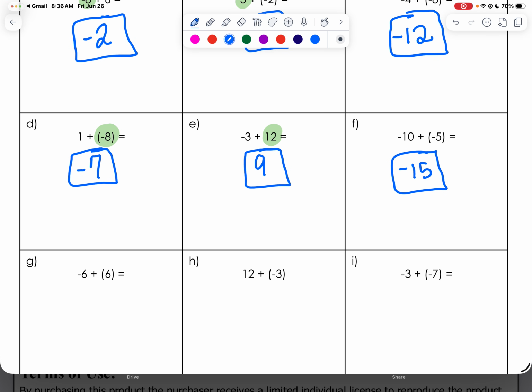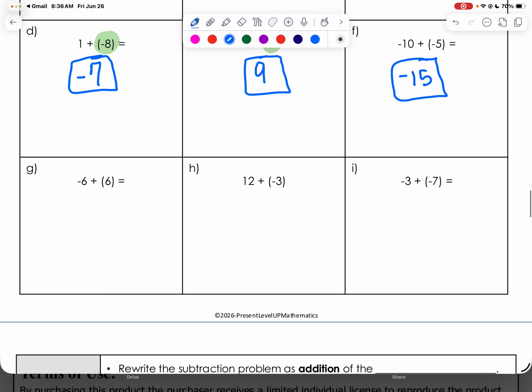Pause the video and try the last 3 examples on your own. When you're finished, press play and check your solutions.